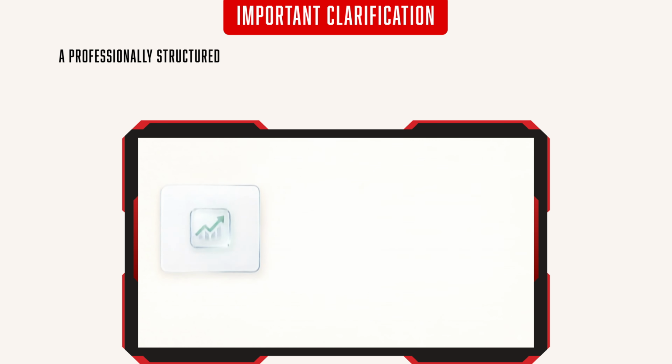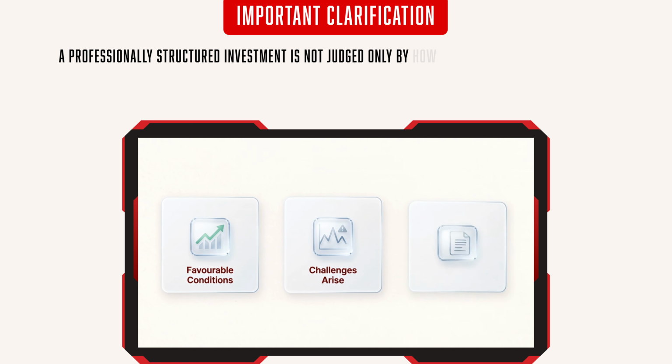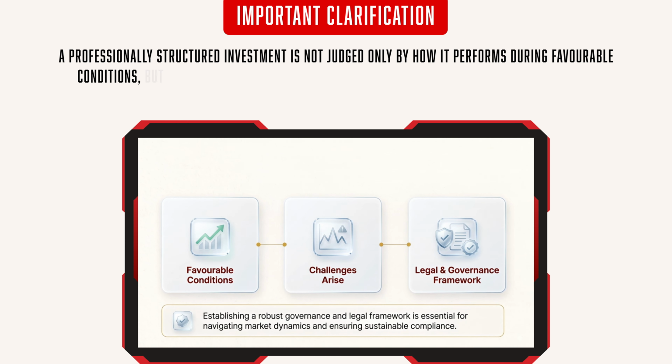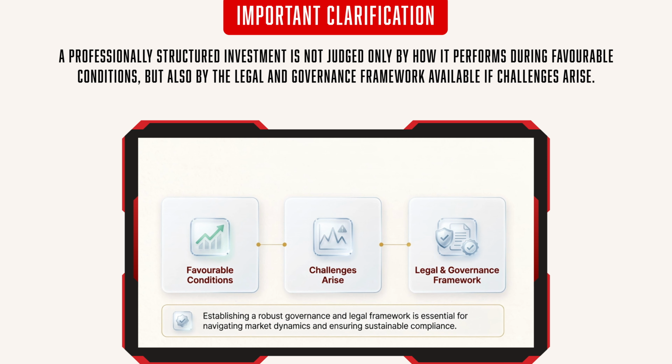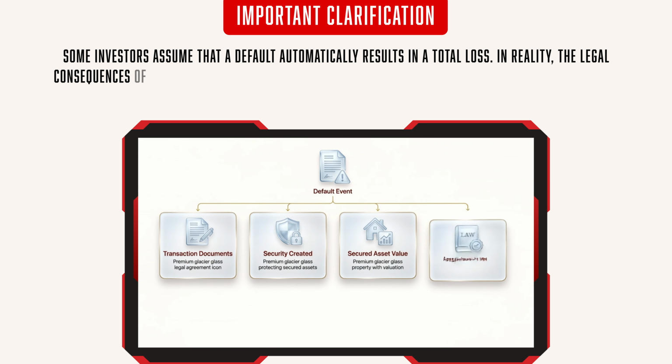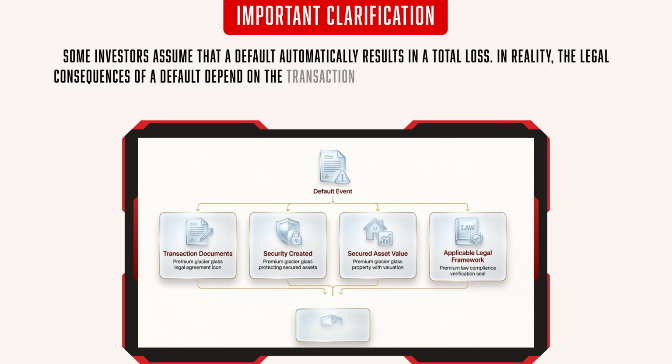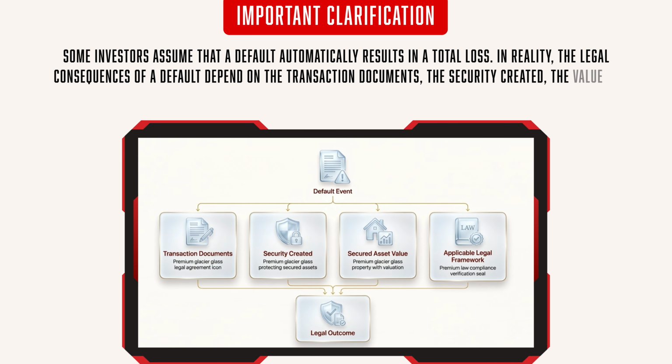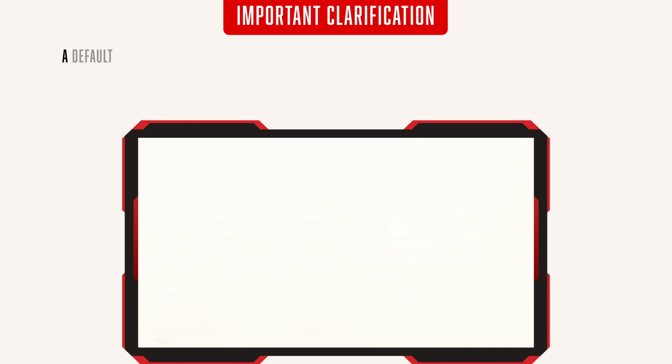A professionally structured investment is not judged only by how it performs during favorable conditions, but also by the legal and governance framework available if challenges arise. Some investors assume that a default automatically results in a total loss. In reality, the legal consequences of a default depend on the transaction documents, the security created, the value of the secured assets, and the applicable legal framework. A default activates a legal and contractual framework, not uncertainty.